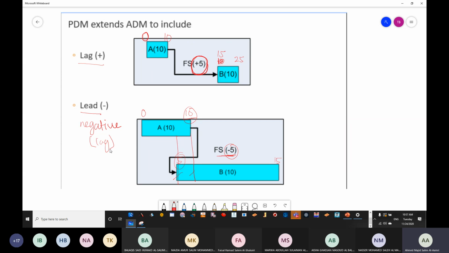Overlap is normally used whenever you are trying to speed up your work. Lag is normally used if there are non-working days. These two are not possible to be used in an ADM, and they are not possible to be used in a Gantt chart. Normally we are going to use them in a BDM, or whatever we call the critical path method. Although in newer Gantt charts, if you are using software, we can consider these as well.